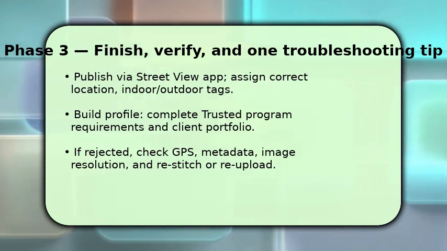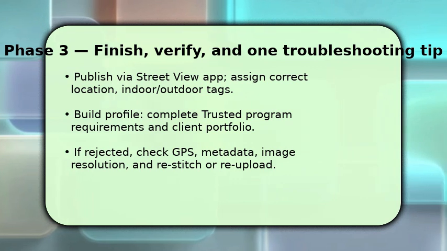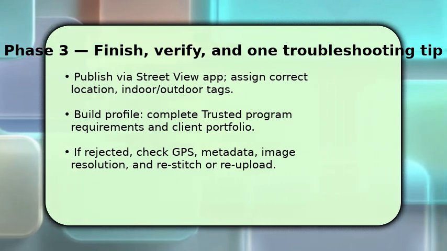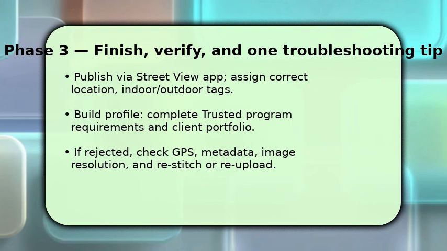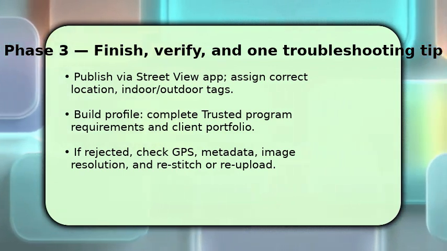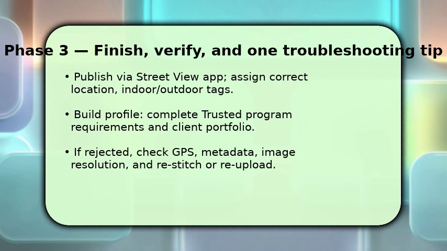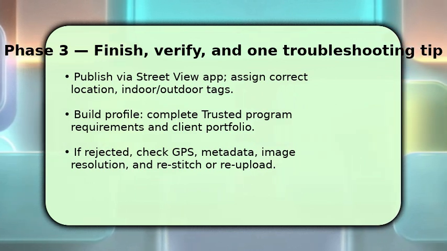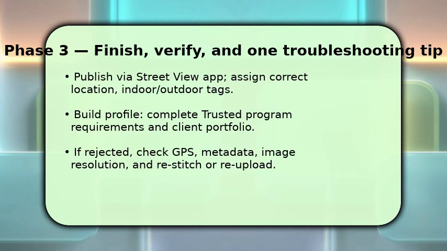If uploads are rejected, don't panic. Verify GPS coordinates, intact metadata, sufficient resolution, and stitching quality. Restitch or recapture the scene if needed. One key troubleshooting tip: always compare the app stitch preview to the exported file before publishing to catch issues early.